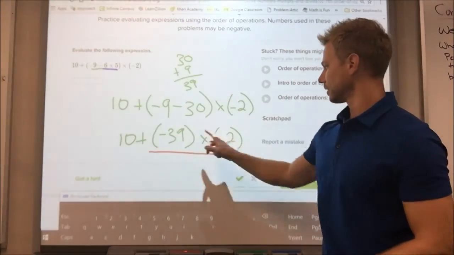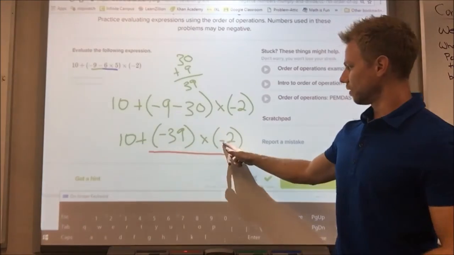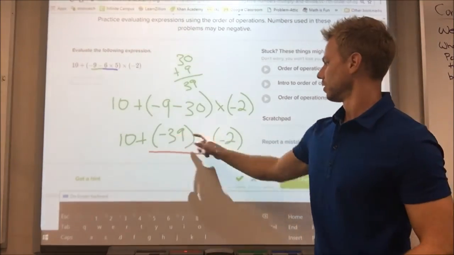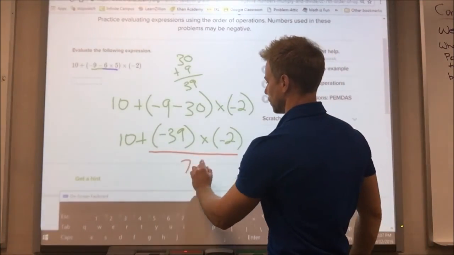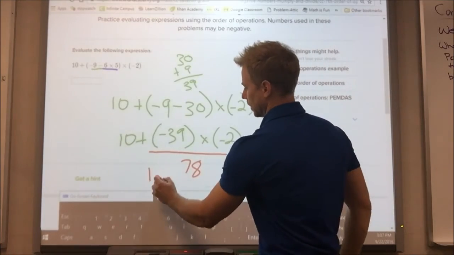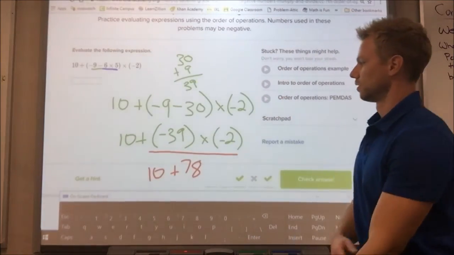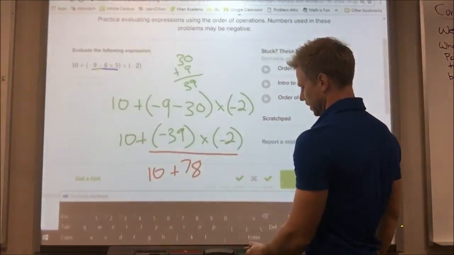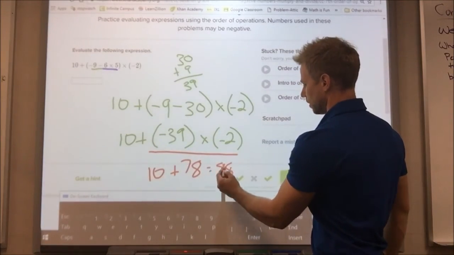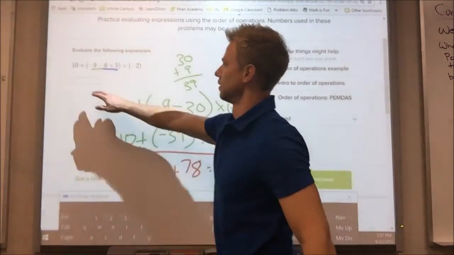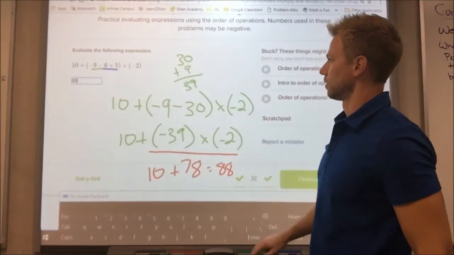So 39 times 2, two negatives will become a positive. 39 times 2 gives me 78. And I still have my 10 plus over there. 10 plus 78 gives me 88. So my answer is 88.